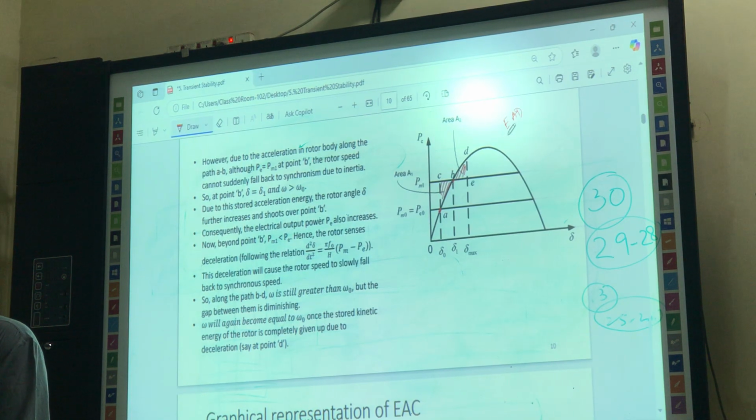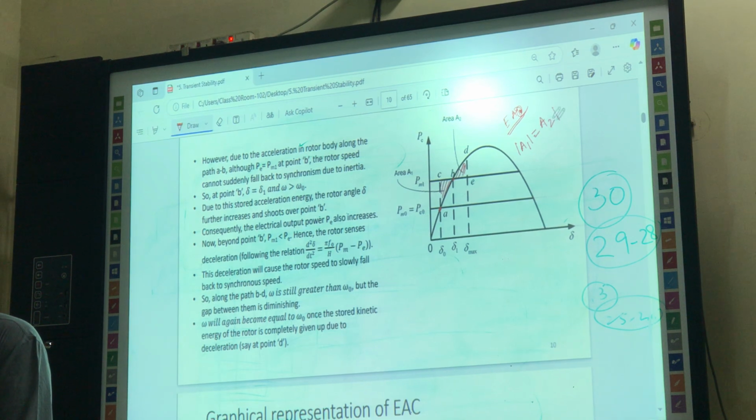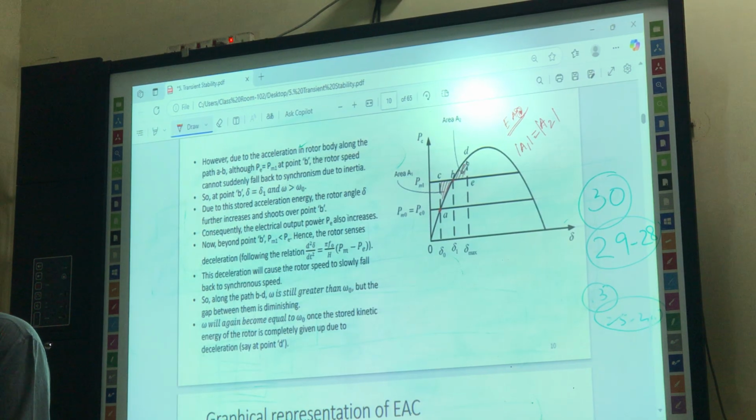Using the ESC method, or the ESC criteria, we can say that the modulus of area A1 and the modulus of area A2 should be equal. That should be the case. That means whatever energy was stored during the acceleration phase will be completely dissipated in the deceleration phase. That is the main point here.